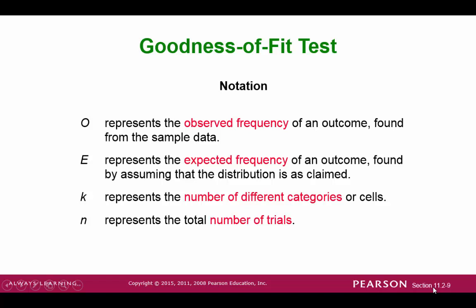We will be using a test statistic that involves a formula, and the formula will need these symbols for our notation. O will represent the list of numbers that are observed from the data. E will be the list of expected values that we would have, and the expected values would be based on a claim. K is the number of categories we have, and N is the total number of data, the number of trials.